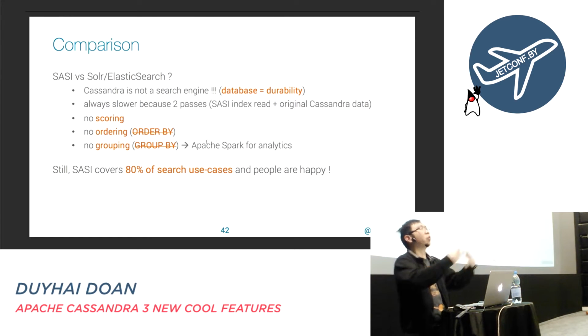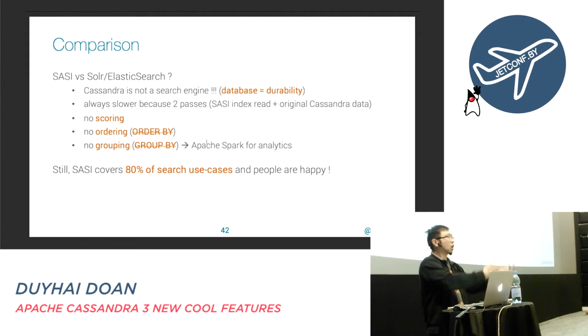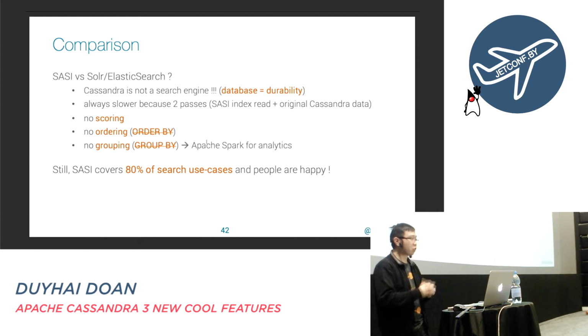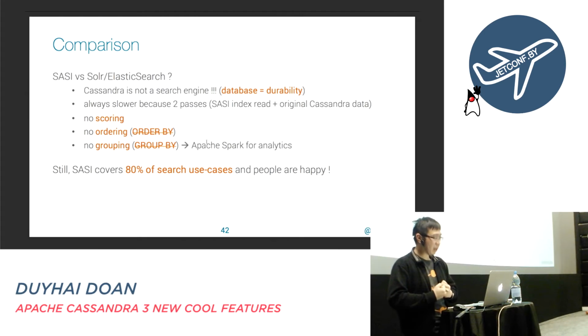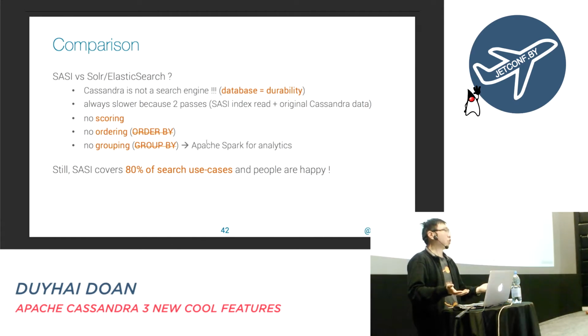People ask me, how does it compare to Elasticsearch, Solr, and so on? Well, you should know that Cassandra is a database, and this new secondary index is just a feature on top of the database. Cassandra is not a search engine, okay? And using the SASI index, it will always be slower than if you are using Elasticsearch. Why? Because there are two paths. First, you are reading the index data, and then you come back to read the original data. When you are using Elasticsearch or Solr, you are just reading the index itself.